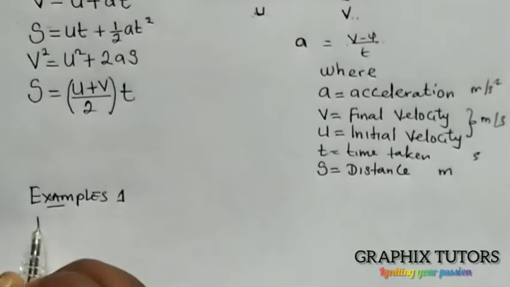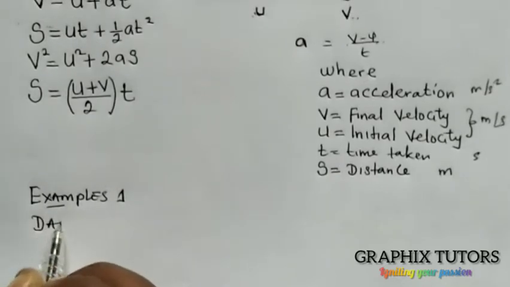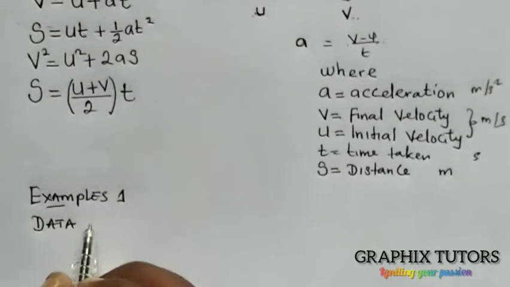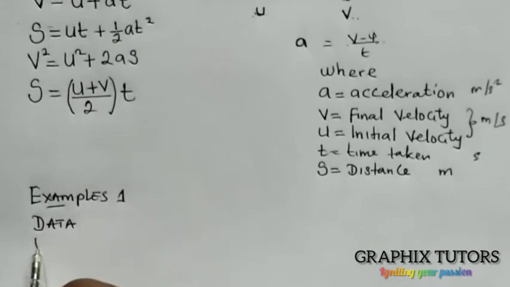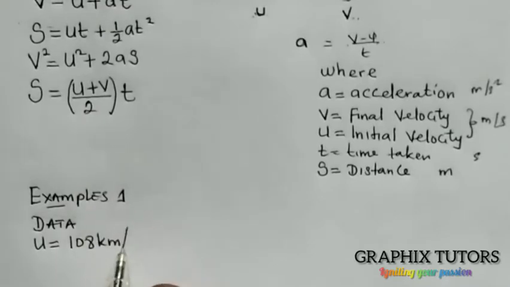you write your data out. The u here is giving us 108 km per what? Per hour. Let's move forward.